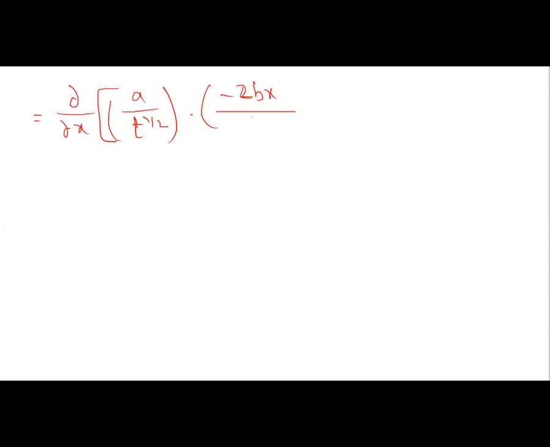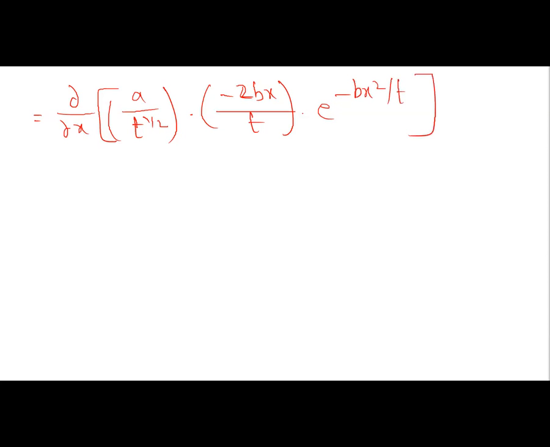So looking at this, it's going to be ∂/∂x of (a over t^(1/2)) times (-2bx over t) times e^(-bx²/t). Again, we have x in this term, another x in this term. Now this is again an AB type of derivative.